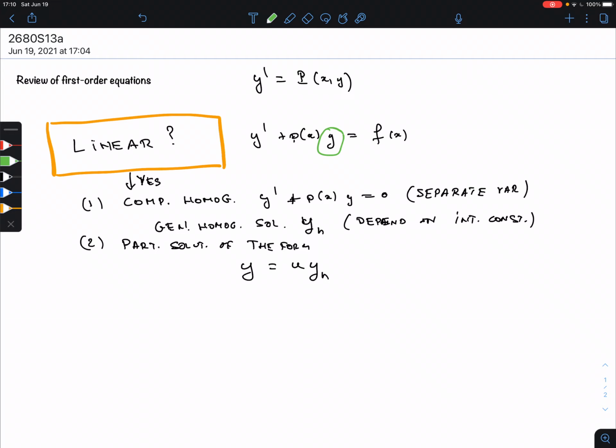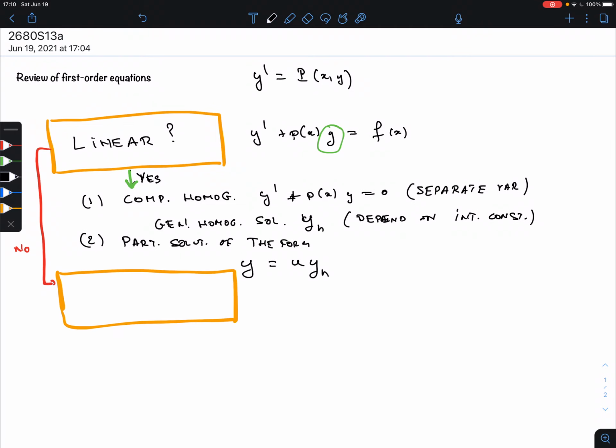So let's make this in green. If it's red, so this is no, what do we do then? The next thing I think one should look at is whether it can be separated or not. Is it separated variables or not? And what does that mean?